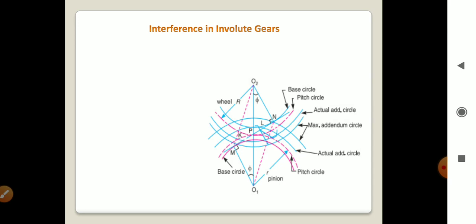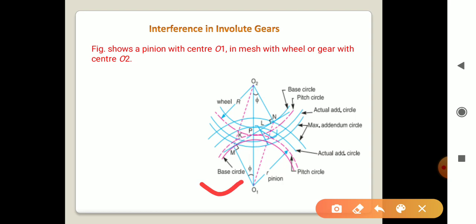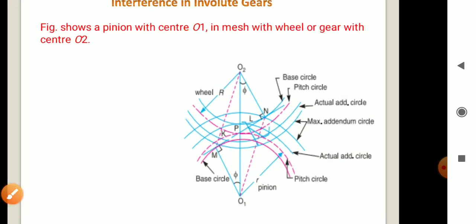So we know what is meant by interference. See this diagram, we have already seen it, and nothing will be changed here. The figure shows a pinion with center O1 in mesh with a wheel or gear of center O2. This O1 is the center of the pinion, and this O2 is the center of the wheel. Both are in mesh with each other. I will zoom this figure.